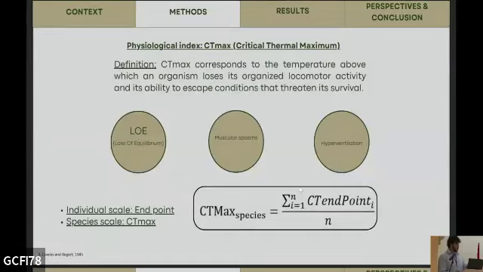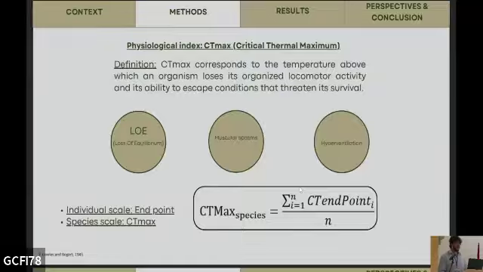During this presentation, I'm going to talk a lot about a physiological index called CTmax, critical thermal maximum. So CTmax corresponds to the temperature above which an organism loses its organized locomotor activity and its ability to escape conditions that threaten its survival. It's visible by 3 different observations: LOE, loss of equilibrium, muscular spasm, and hyperventilation.